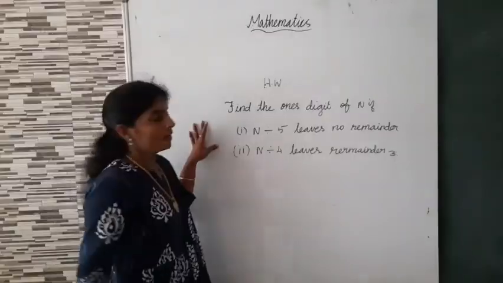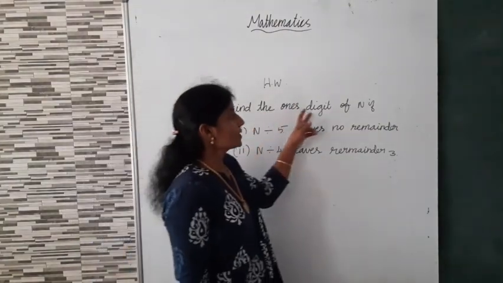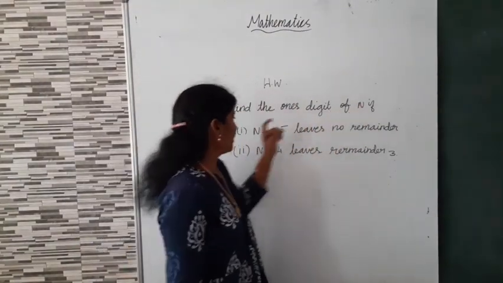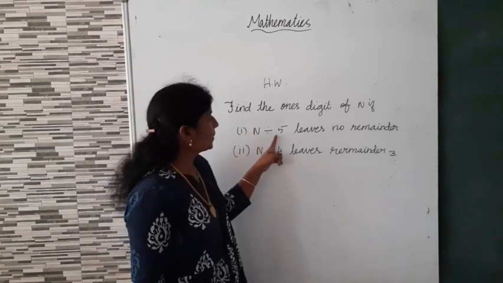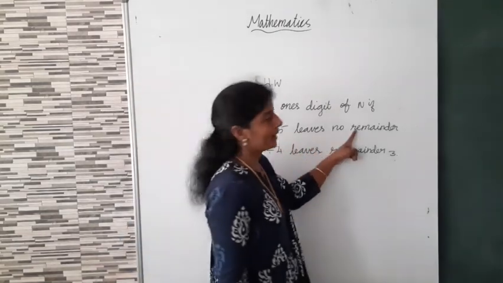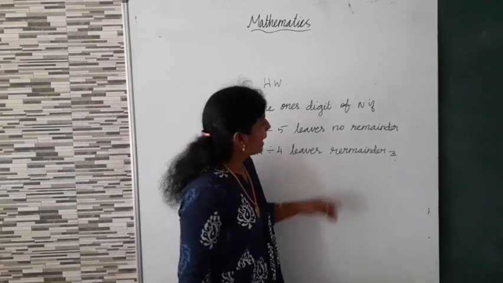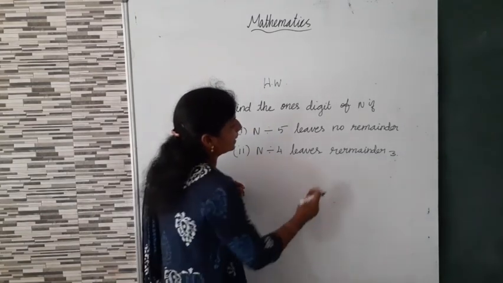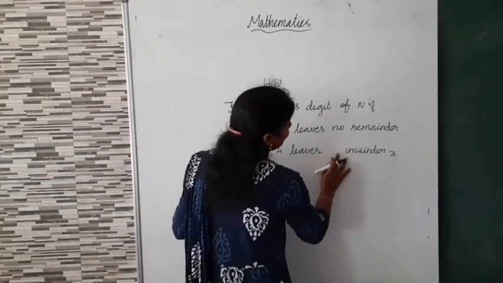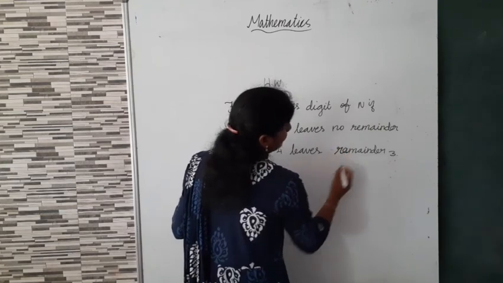Okay? Homework. Find the ones digit of n if first one, n divided by 5 leaves no remainder. Second one, n divided by 4 leaves remainder 3. Clear?